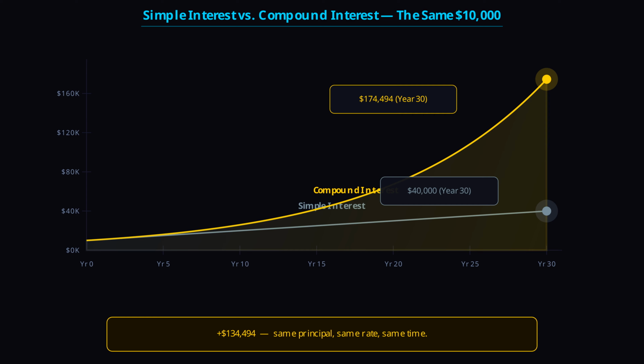Compound interest works differently. You earn interest on your deposit. Then next year, you earn interest on your deposit, plus the interest you already earned. Interest on interest, every single cycle. Same $10,000, same 10%, same 30 years, with compound interest, $174,494. That's a difference of $134,000 from the same starting amount, the same rate, the same time period.